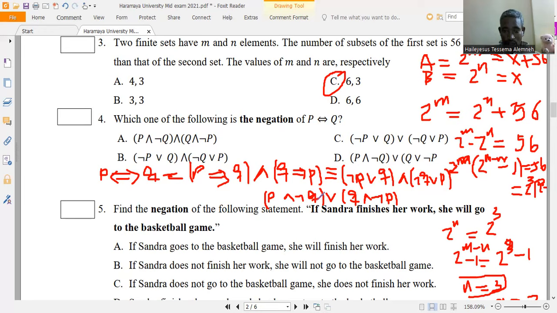p and negation of q or q and negation of p; q or p and negation of p; p and negation of q and negation of p.